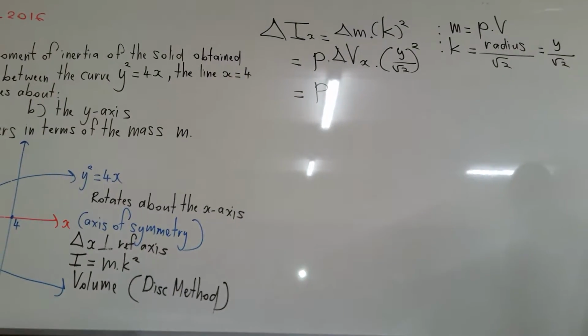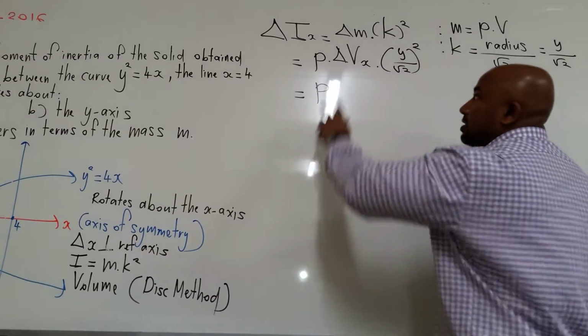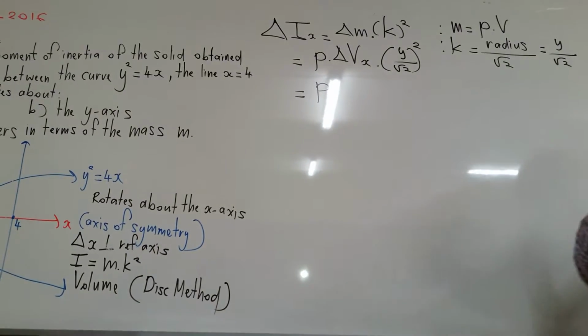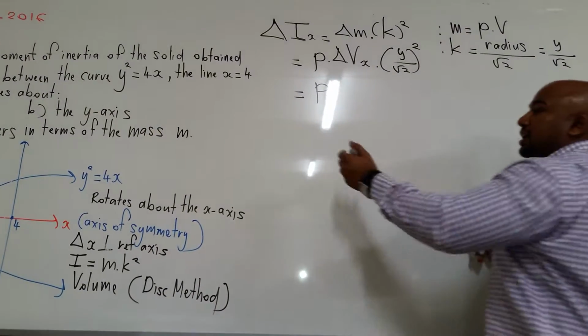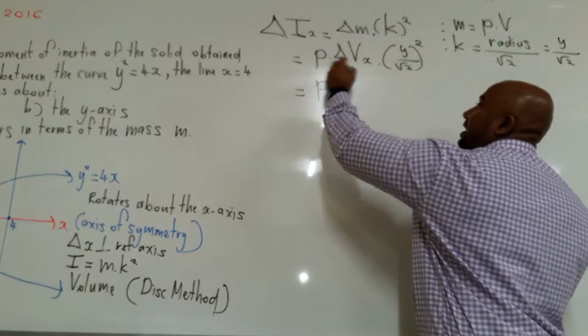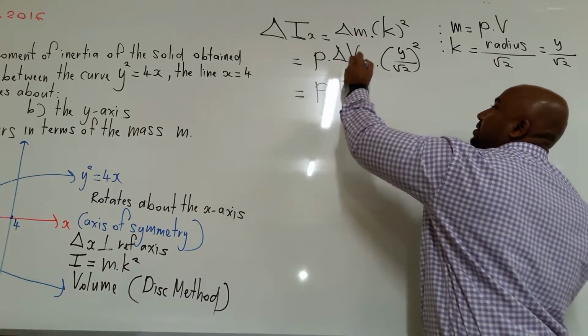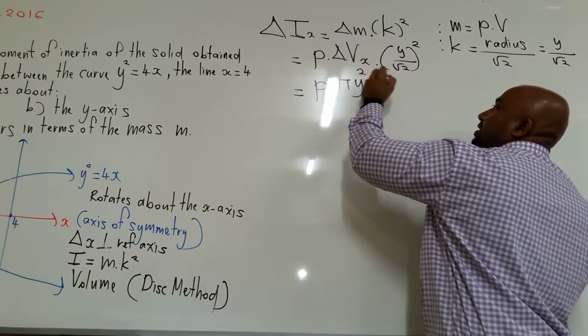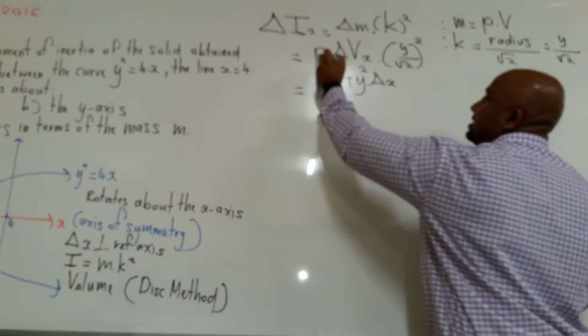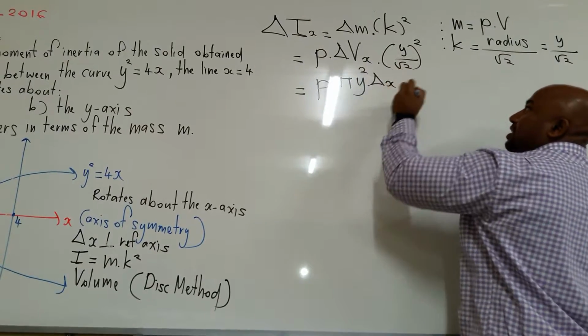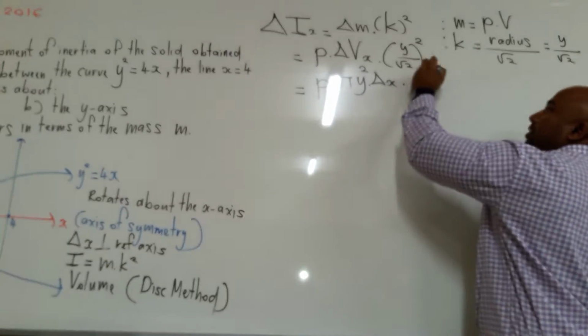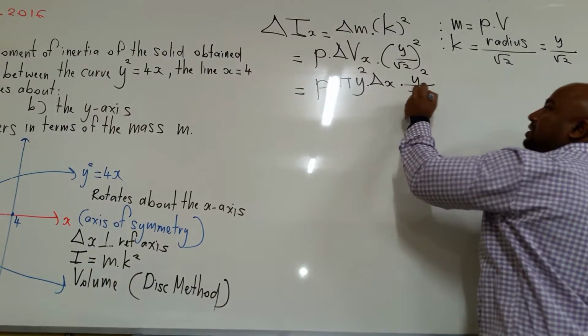Volume, disk method. So your disk method, you know it's area of base times your perpendicular height. So it's going to be pi r squared, which is y squared, times your height, which is delta x. And this is going to be multiplied by y squared over 2.